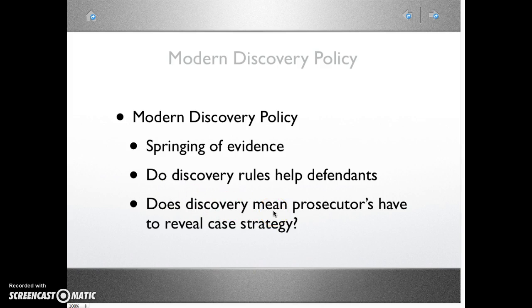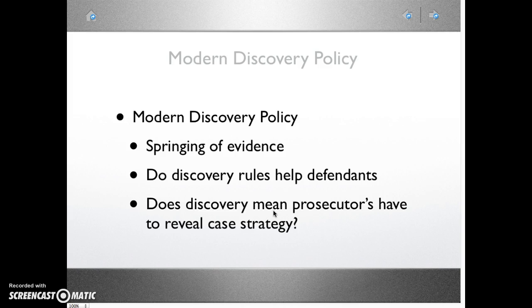Do discovery rules help defendants? Not necessarily, not exclusively. Some evidence may advance disclosure and promote fair trial outcomes, but it also promotes case settlement, which saves judicial time and resources. If a guilty defendant finds out before trial that the prosecution has a particularly strong case, then the defendant may be more willing to plead guilty to save the government the hassle of trying the case. Discovery is likely a significant reason why at least 90% of criminal cases settle before trial. And so that's important. So discovery does have a benefit.